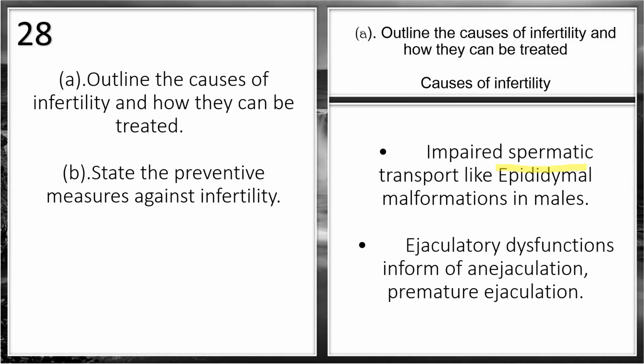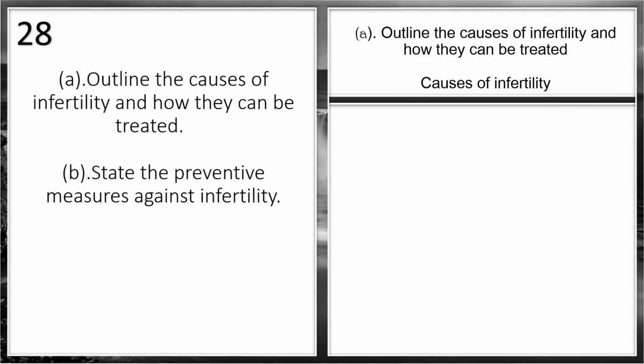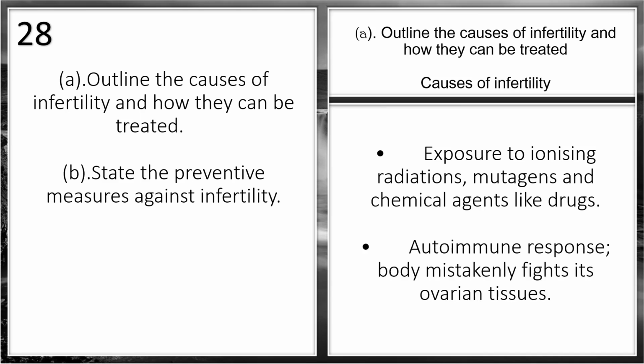Impaired sperm transport like epididymal malformation in males, ejaculatory dysfunction in the form of anejaculation or premature ejaculation. Exposure to ionizing radiation, mutagens, and chemical agents like drugs. Autoimmune response, where the body mistakenly fights its ovarian tissue.